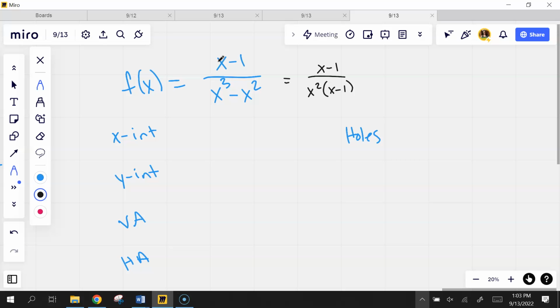Did you say no zeros? Yes, it means no zeros. Carter, where's the X-intercept? None. How about the Y-intercept? None. That's right.